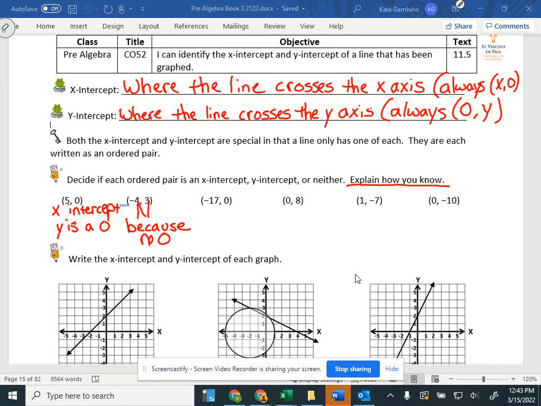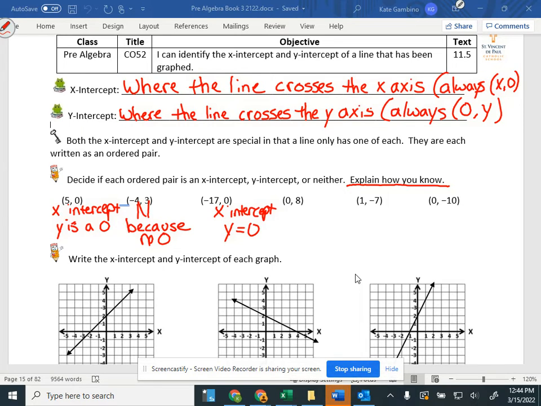Wow, you guys are coming up with some great questions. Let's look at -17, 0. What would that be? Did you write down? I know some of us were working ahead on that. Write down your reason why. Don't just put X or Y or neither. Write down your reason why. Sam? It would be X-intercept because the Y is 0. So it would be the X-intercept. The reason why is Y equals 0.